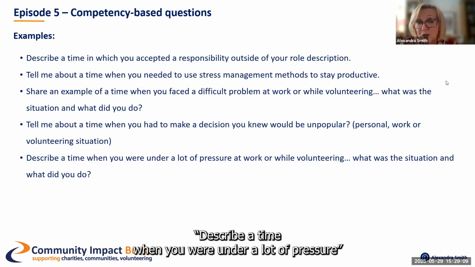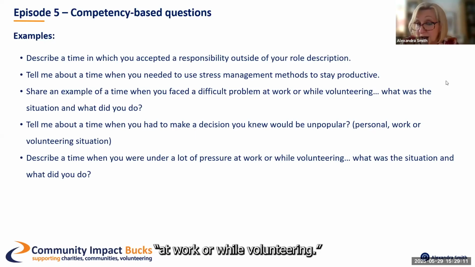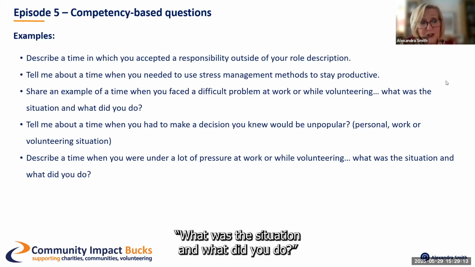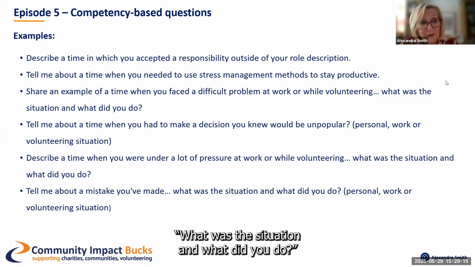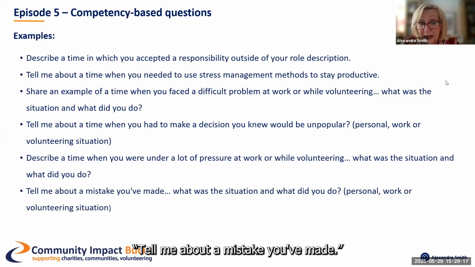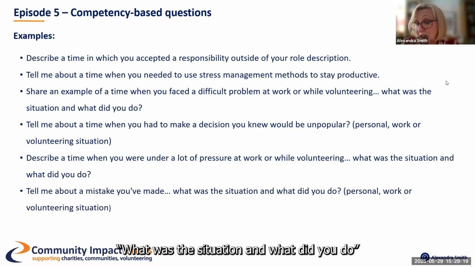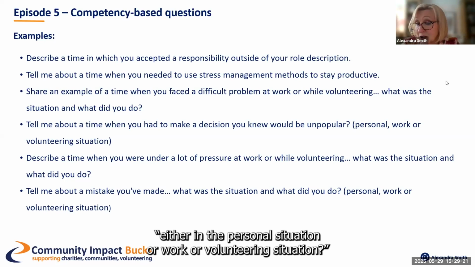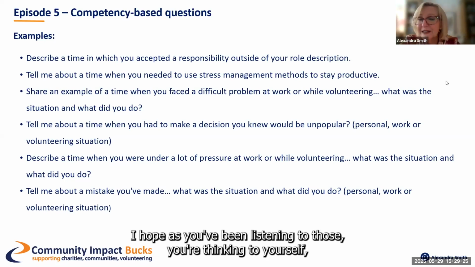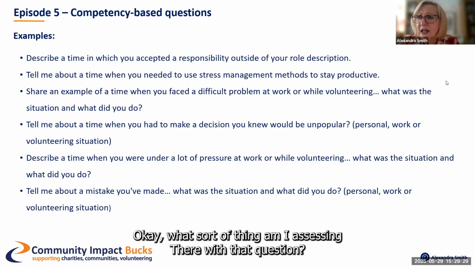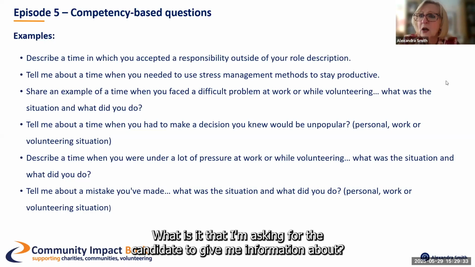Describe a time when you were under a lot of pressure at work or while volunteering. What was the situation and what did you do? Tell me about a mistake you've made. What was the situation and what did you do, either in a personal situation or a work or volunteering situation? And I hope as you've been listening to those, you're thinking to yourself, okay, what sort of thing am I assessing there with that question? What is it that I'm asking for the candidate to give me information about?